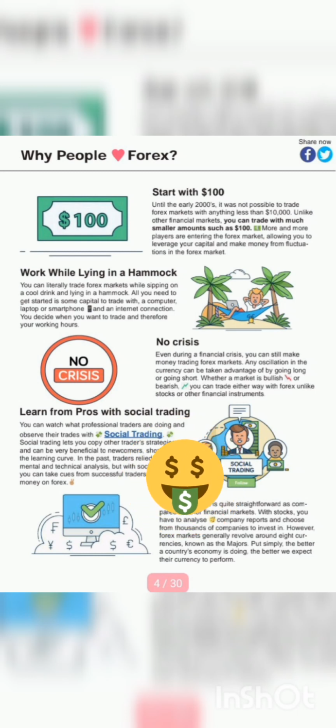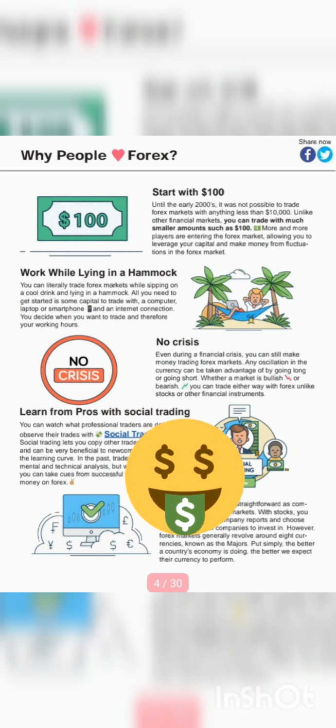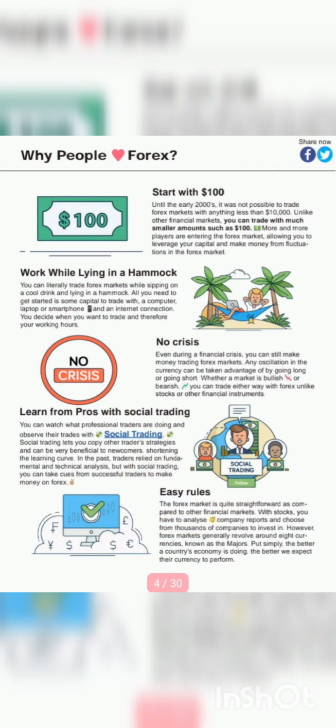Strong currency, strong economy. So it's easy rules: the better your economy, the better the currency.